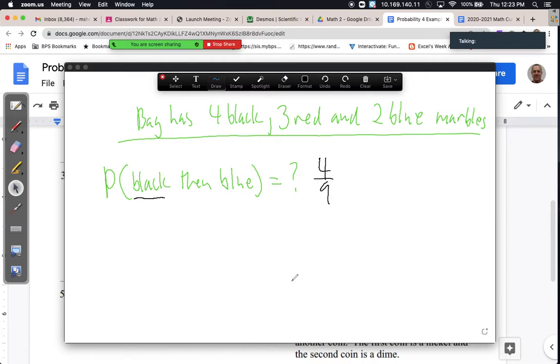But let's say I was lucky, I got the black one that I'm looking for. So now there's only 3 black marbles left, and now there's only 3 plus 3 plus 2, 8 marbles left in the bag. Now, what's my probability of getting blue the second time? 2 out of 8 marbles left in the bag. So that's 8 out of 72, which is 1/9.